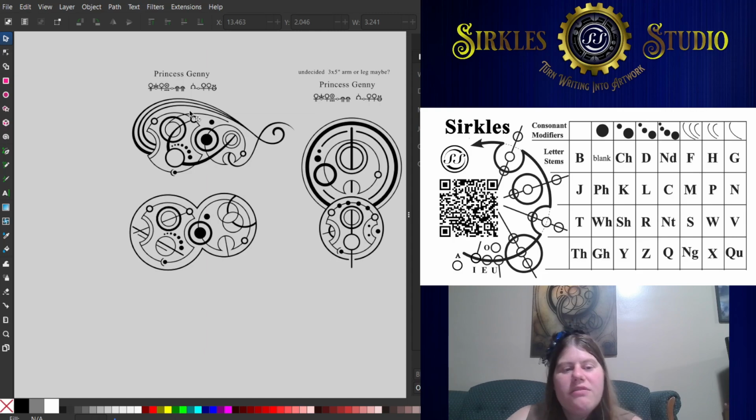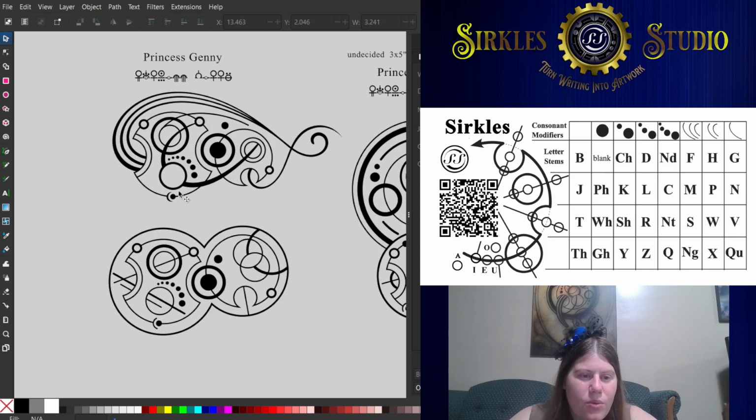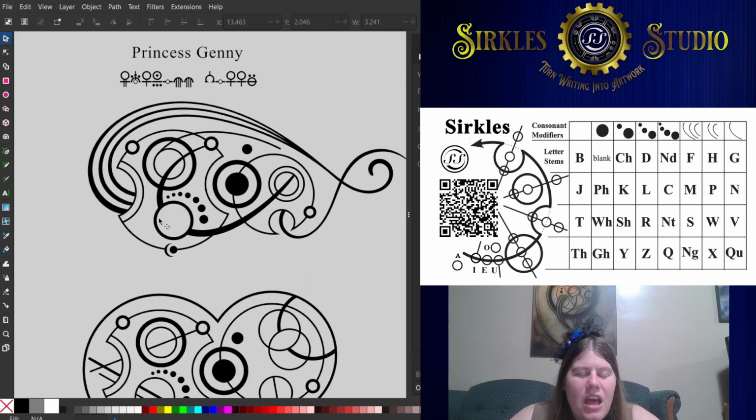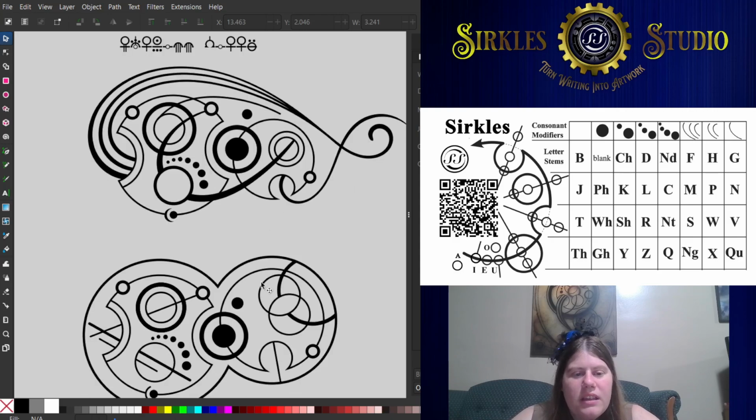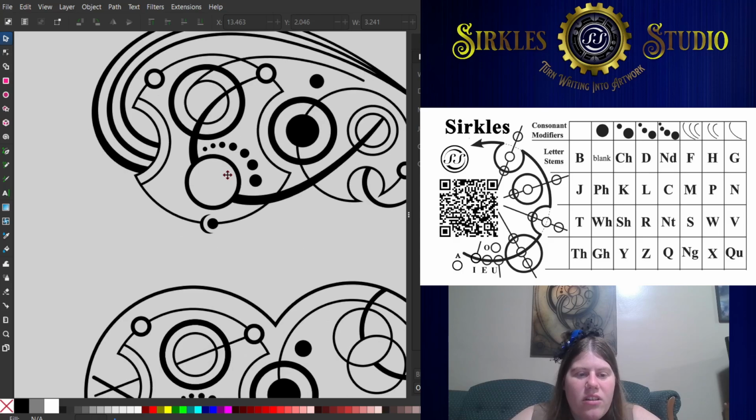So let's go ahead and read these. These two are laid out quite similarly with our word circles here for Princess, and then this one is Genny. This is Princess, and this is Genny. The main difference is our decorative lines, these little line modifiers changing our letters. This one has them all swirly, and then this one has them straight.